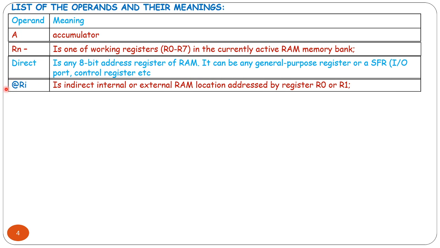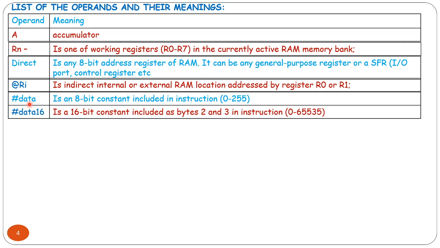At Ri, so this is the instruction operation code along with the operand @Ri. It is an indirect internal or external random access memory location addressed by the register R0 or R1. So Ri is only R0 and R1. So R0 or R1 is the register used to address the memory, that may be random access memory.